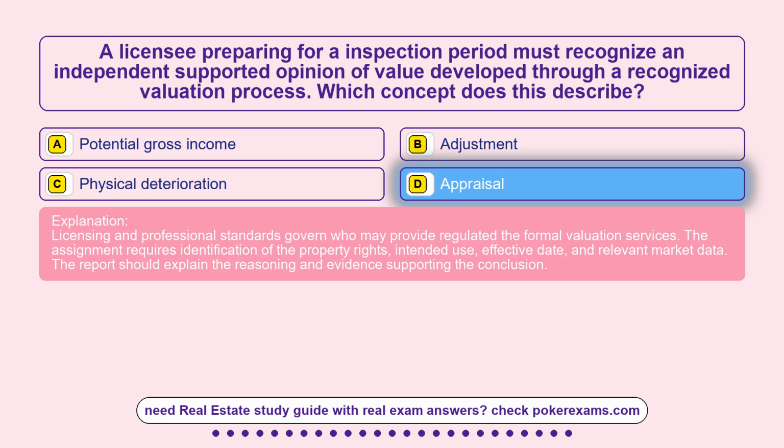Licensing and professional standards govern who may provide regulated, formal valuation services. The assignment requires identification of the property rights, intended use, effective date, and relevant market data. The report should explain the reasoning and evidence supporting the conclusion.